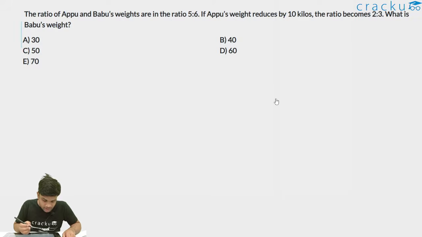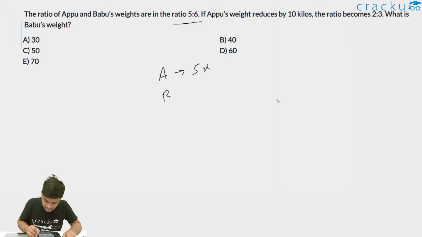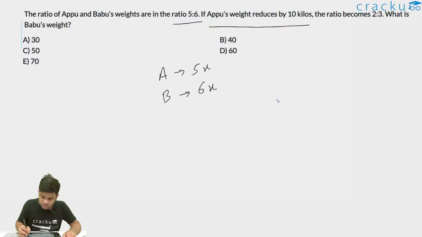So let's look at this. The question is the ratio of Appu's and Bapu's weight is 5 is to 6. So that means Appu's weight is 5x, Bapu's weight is 6x. Okay. Now it is said that Appu's weight reduced by 10 kilos. So the new weight of Appu is 5x minus 10. So the new ratio is 2 is to 3.